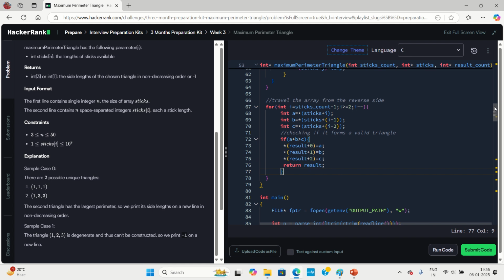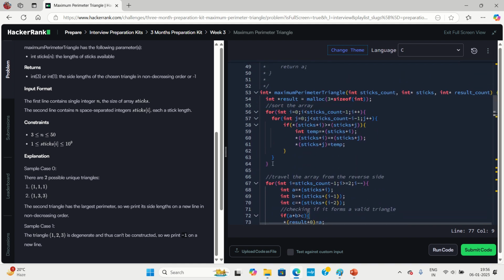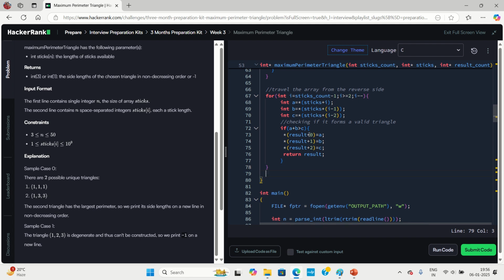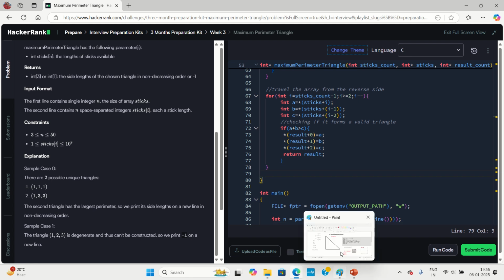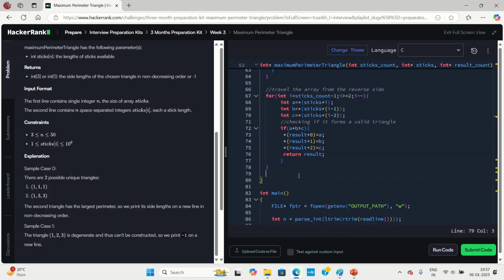Okay, and here there is one more brace coming. Why is it so? This is for the for loop used. Here I am using one for loop, and this one is for the if. Okay, fine. Now, if this is true, return the result. Otherwise, it is also possible you find no valid triangle, where triangle formation is not possible. In that case they are asking me to return -1.